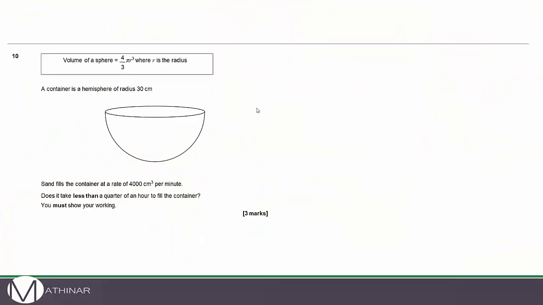Question 10. The volume of a sphere is equal to 4/3 pi r cubed, where r is the radius. A container is a hemisphere of radius 30 centimeters. So I'm just going to mark the radius on here. The radius is 30. Sand fills a container at a rate of 4,000 centimeters cubed per minute. Does it take less than a quarter of an hour to fill the container? You must show your working out. So I'm going to start off by working out the volume of the sphere. So that's 4/3 pi r cubed, so 4 divided by 3 times pi times 30 cubed.